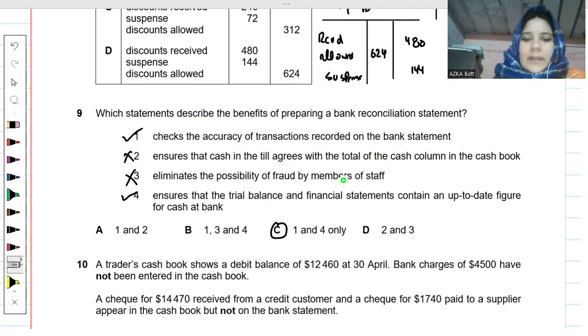Eliminates the possibility of fraud by the members of staff. So we are not making it to detect fraud. We just want to detect the errors. Option 4 ensures that the trial balance and financial statements contain up-to-date figures for cash at bank. Of course, we know that cash at bank would be recorded in the financial statements as a current asset. So we are making it because we want our cash balance to be recorded with the right amount in the trial balance and of course in the financial statements also. So 1 and 4 is the right option.